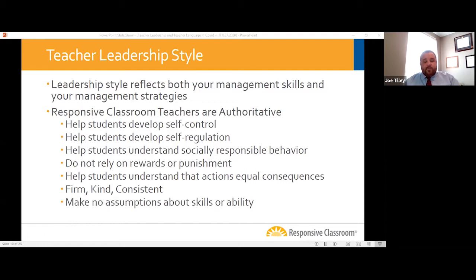A couple of things to remember: your leadership style in your classroom reflects both your management skills and your management strategies. And so these are both proactive and reactive. That's really important to remember here, that if you can stay proactive, then you're not having to react. That's why we always say that the responsive classroom teacher is an authoritative teacher. What we're doing is proactively working to help students develop self-control and self-regulation. And I'm just going to pause there for a second.